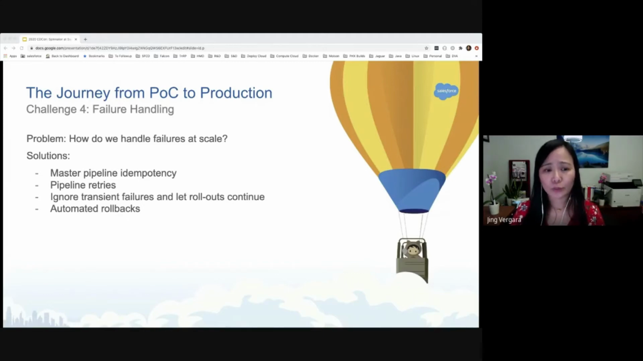We also wanted to put some automated rollbacks in there. So for those systems that use a red-black strategy and the old infrastructure is still available, we'd like to switch back right away whenever there's a failure.